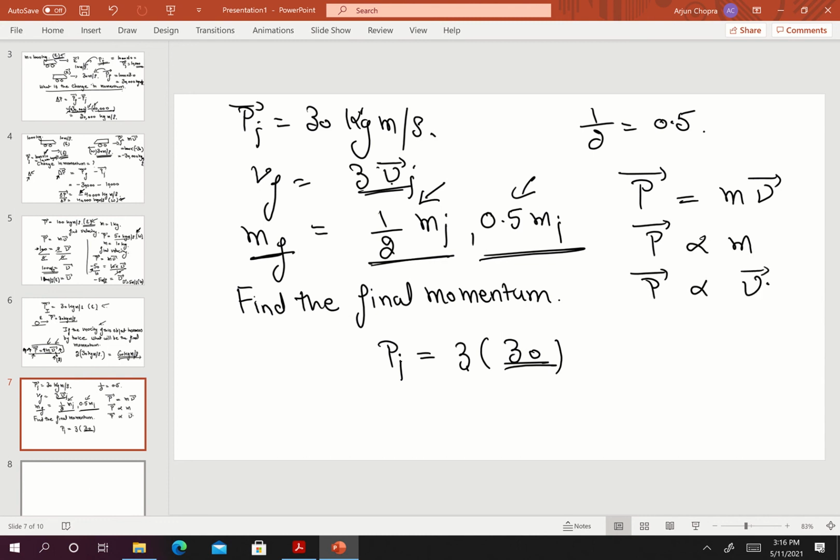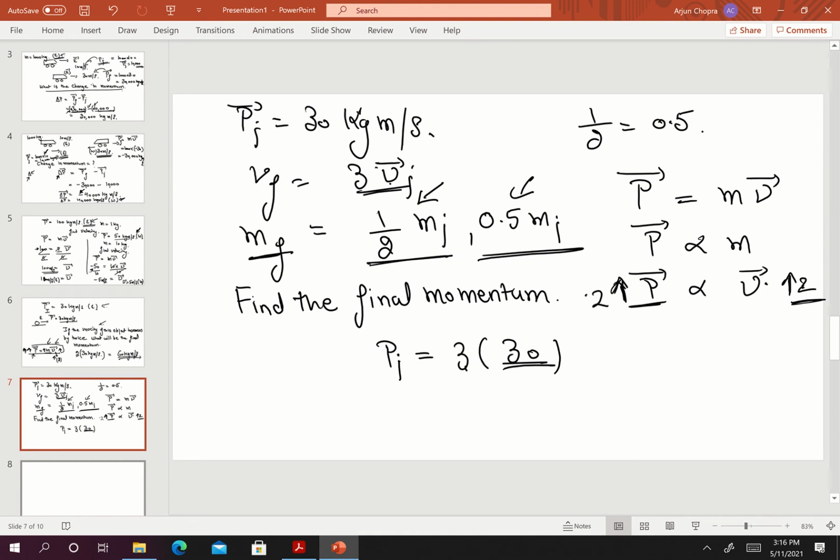So what does that mean? If I am increasing it by, let's say, 2 times, 3 times, or 4 times, the momentum will also increase by the same amount. So if I've increased it by twice, this will increase by twice. If I increase this by 3, this will increase by 3 times. Same goes with the mass also. So because the velocity has increased by 3 times, the momentum has increased by 3 times, which is equal to 30 times 3, which will be equal to 90.